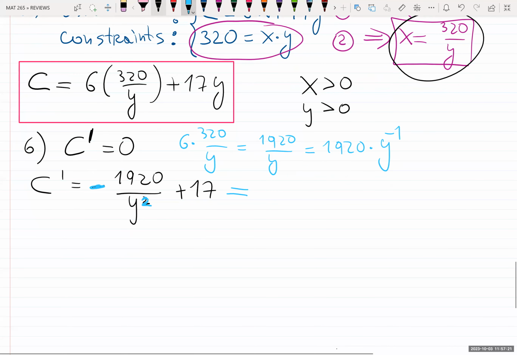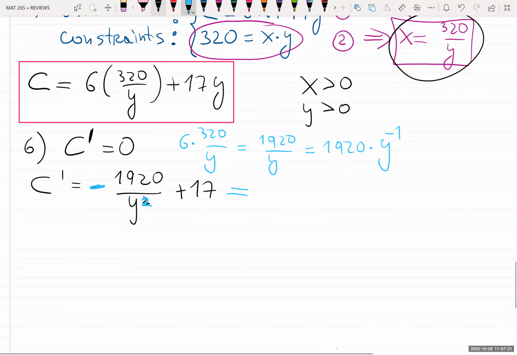On the right, it should be positive. The original function is c, and this is c prime. The original function is decreasing, then increasing. So if cost is decreasing and then cost is increasing, then guess what? This is a minimum.